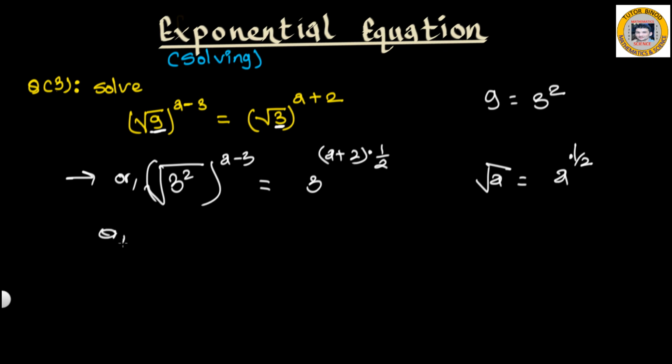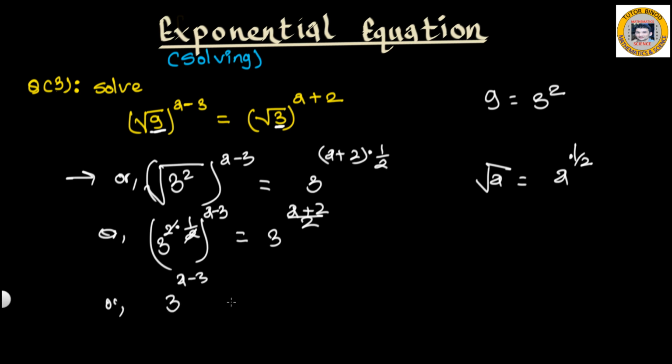Similarly, the left hand side would give me 3 to the power 2. If I want to get rid of this square root, I would have to multiply the power with 1 over 2. So the right side, but I must write this term over here which is in the power. I cannot leave that, so it's a minus 3. Similarly, the right side would be a plus 2 over 2. Now this is gone, so my left hand side would be 3 to the power a minus 3, and my right side is 3 to the power a plus 2 over 2.